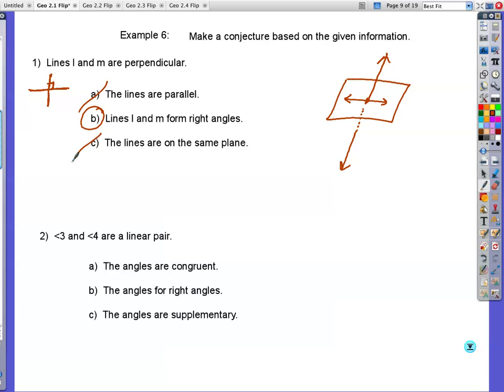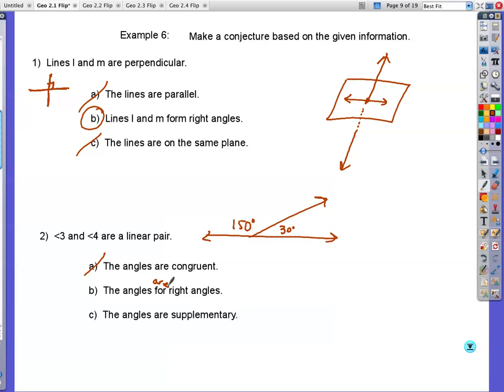Okay, angles 3 and 4 are a linear pair. Does that mean the angles are congruent? Well, our first thought might be that they have to be congruent. But couldn't I draw a linear pair like this? This could be 30 degrees, and this could be 150, in which case the angles are not congruent.